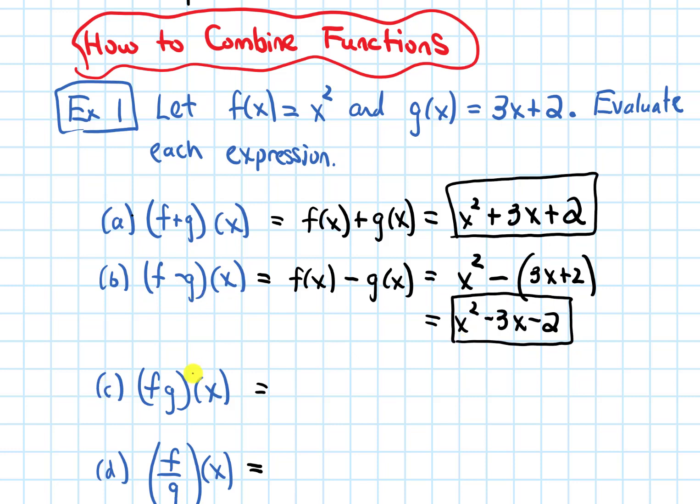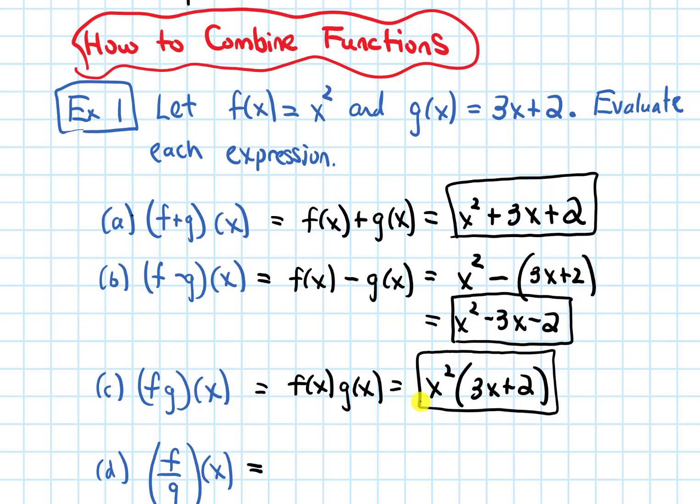In part C, we have fg like this in parentheses. That'll mean let's multiply the two functions. So f of x times g of x. If I multiply them, we get x squared times 3x plus 2. So that's my multiplication. I'll leave it like that. If I were to distribute this, that's actually less simplified. This is actually more factored here.